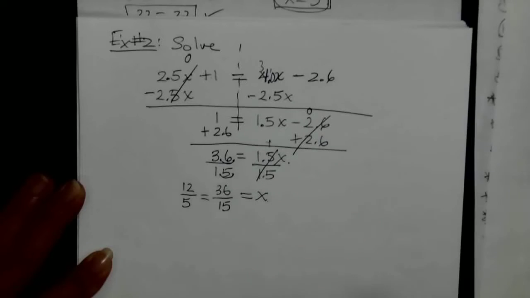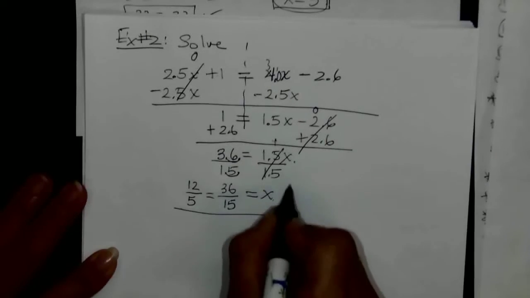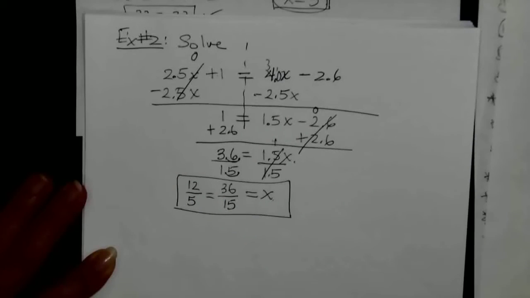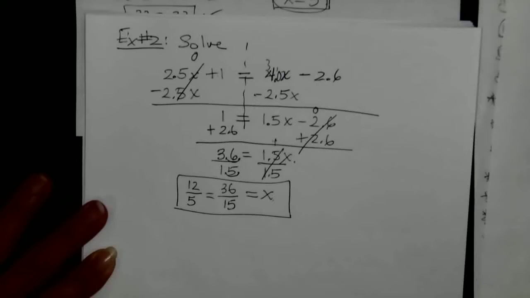Over 5. 5. There you go. That's your answer. Can you leave it as 36 over 15? Yeah, you could leave it like that. That's fine too. That's not wrong. But if you can reduce, please reduce.